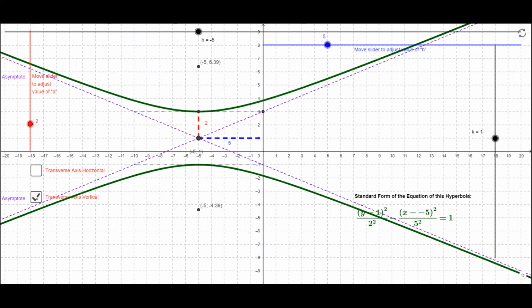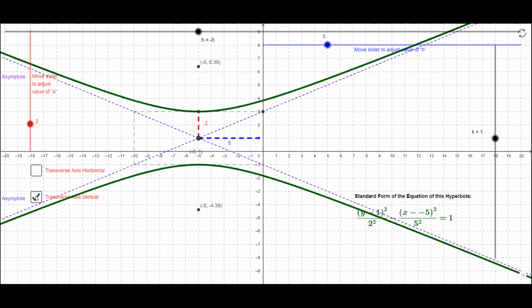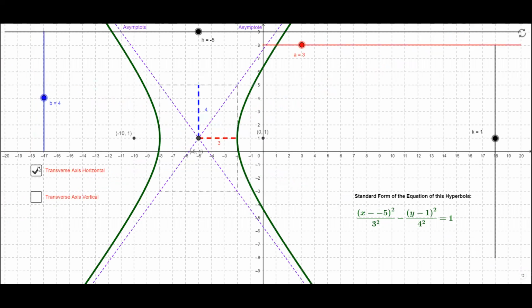Notice how if I switch this, if I do it like this, it's x minus -5, y minus 1. So the center's at -5, comma 1. If I switch it to be a vertical transverse axis, the 1 and the 5 switch positions, but it's still y minus 1 and x minus -5. So the center is still at -5, comma 1. So don't be confused. Don't just think the first number you see is the x coordinate of the center. Whatever you're subtracting from x is the x coordinate of the center. Whatever you're subtracting from y is the y coordinate of the center.